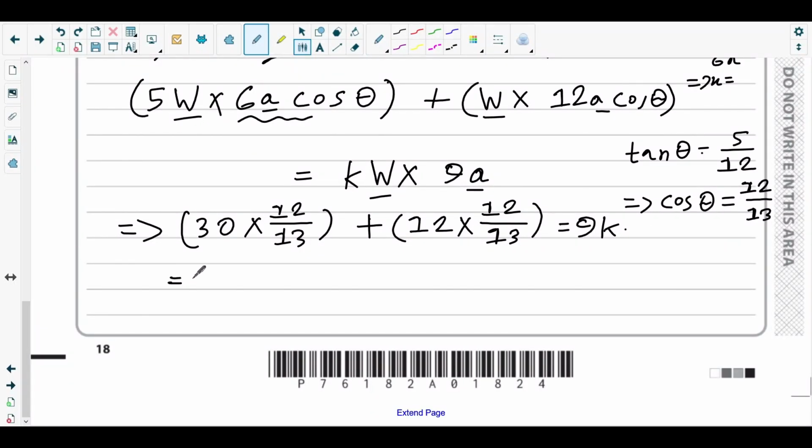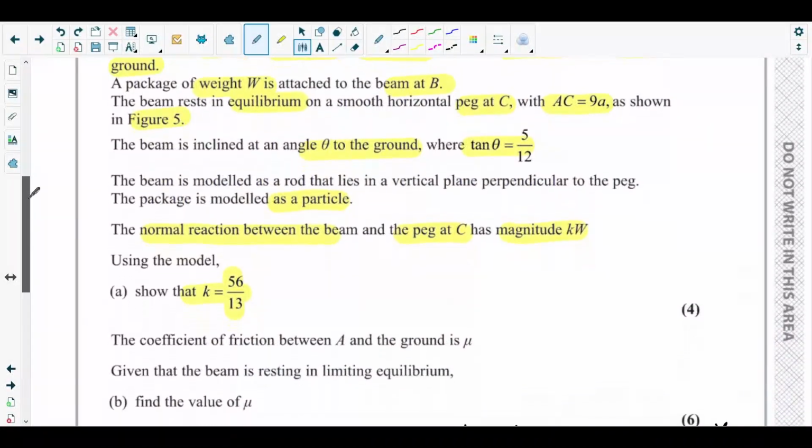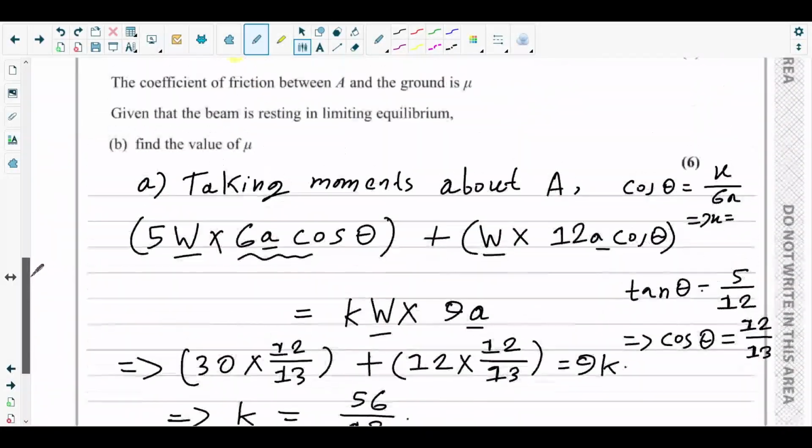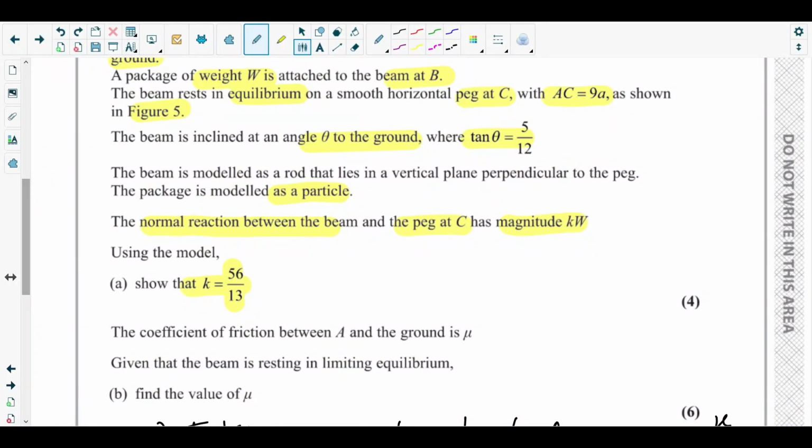So now we need the value for K. Now just use your calculator to get the value for K. So 30 times 12 over 13 plus 12 times 12 over 13, divided by 9. So that would give you 56 over 13. Okay, we got the value for K. And is it the value for K as per the question? 56 over 13, exactly. That's the answer for part A.